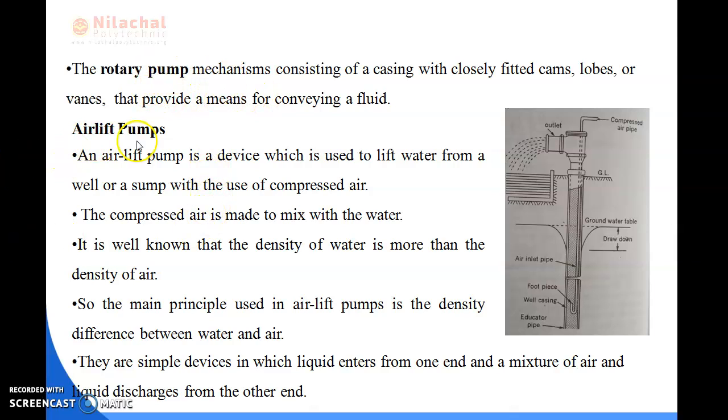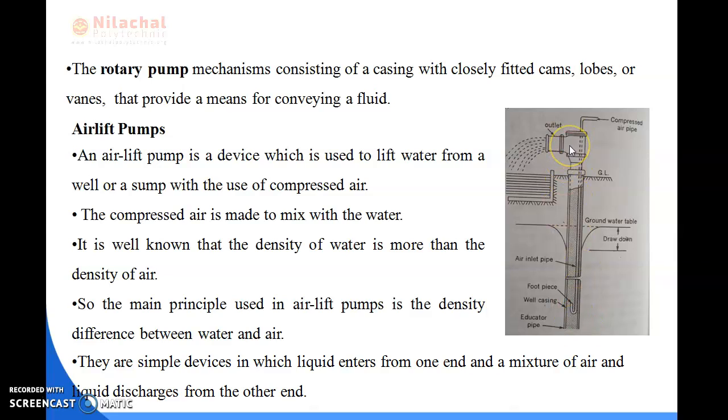Next, the last pump that we will be discussing is the airlift pump. An airlift pump is a device which is used to lift water from a well or a sump with the use of compressed air. Here you can see the images of the airlift pump.